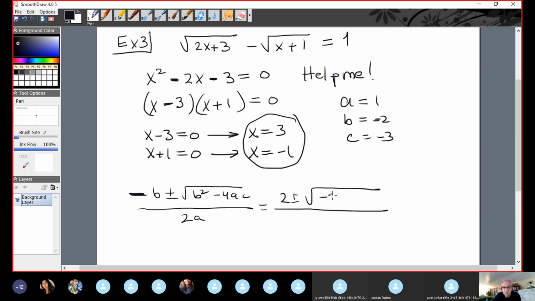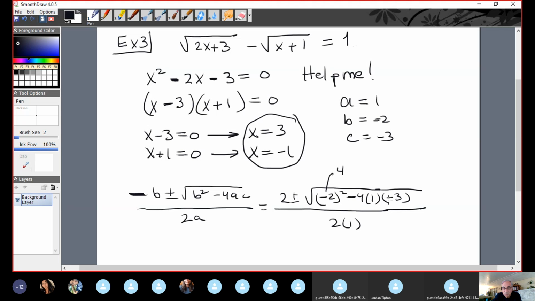Square root of negative 2 squared, minus 4 times A, which is 1, times C, which is negative 3, divided by 2 times 1, because A is 1. And you get... focusing on the expression inside the radical, negative 2 squared is 4, positive.